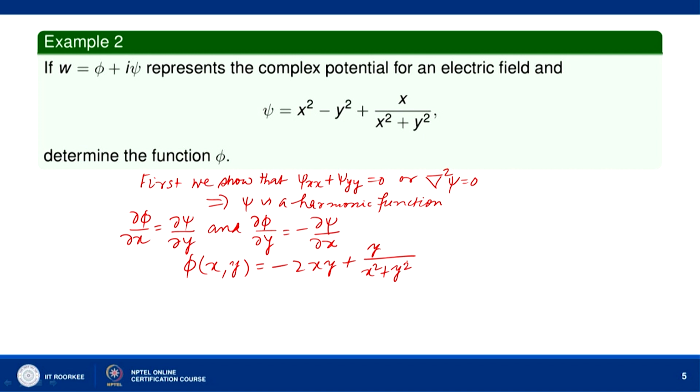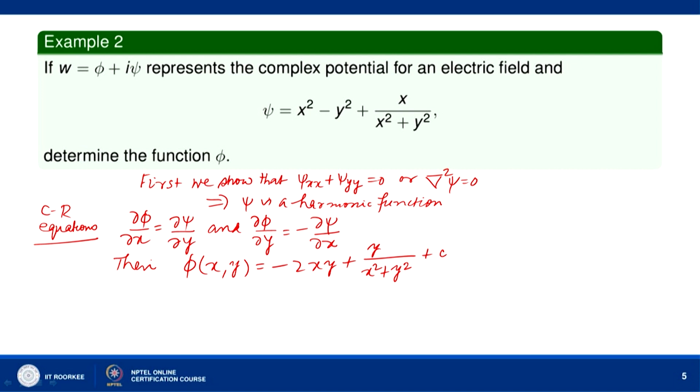Plus a constant, a constant c. So, first we show that psi is a harmonic function, then use the CR equations. By using CR equations, we have phi_x equal to psi_y and phi_y equal to minus psi_x.